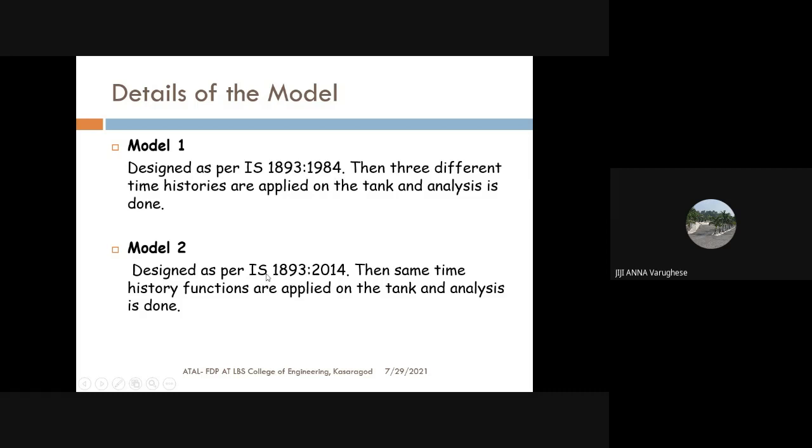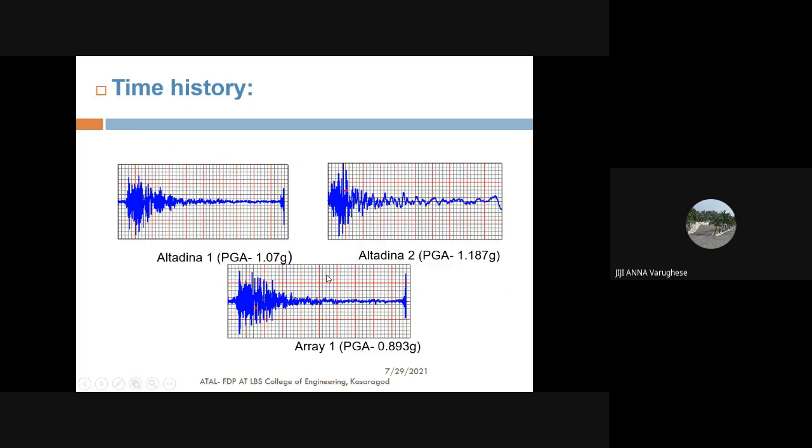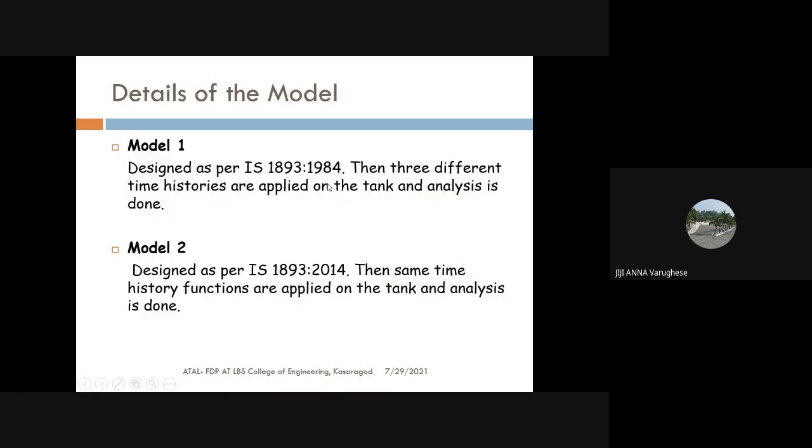But another model in which the design forces were calculated based on the provisions in 1893-2014, and we found that there is some deficiency, that means this model 1 is deficient. Model 1, which was designed as per the pre-revised code, is deficient in the case of the staging component. That is, braces were under designed and columns were under designed.